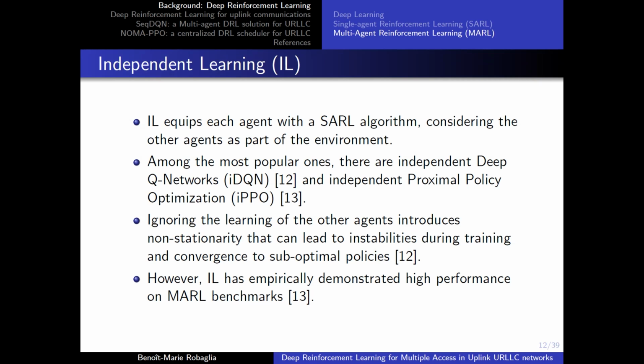But the problem with that is that when you consider that the others don't exist, the environment becomes non-stationary, because when you learn, the other is also learning, so the environment changes. So you can be trapped in cases where your algorithm doesn't converge. So a lot of theoretical issues. However, in practice, independent learning has demonstrated very high performance.